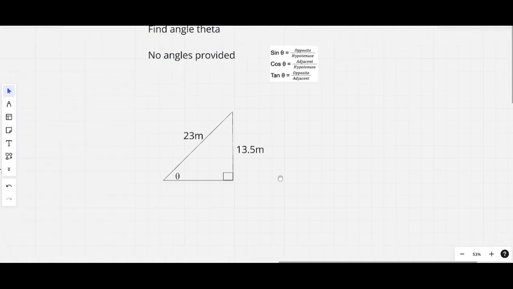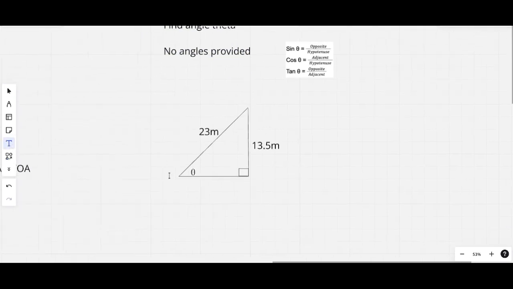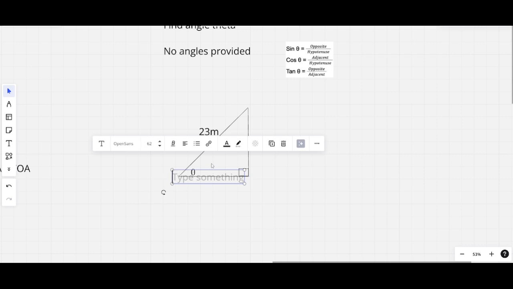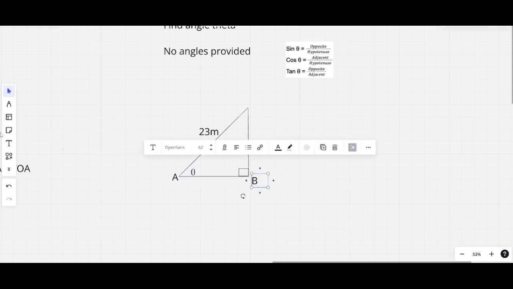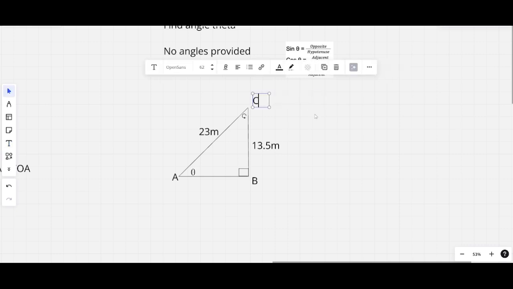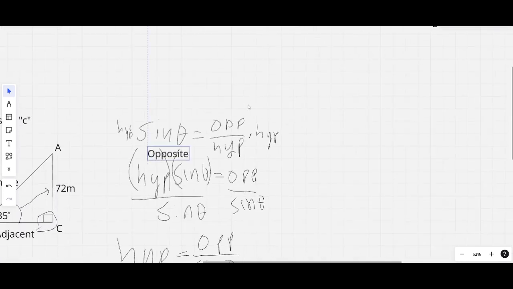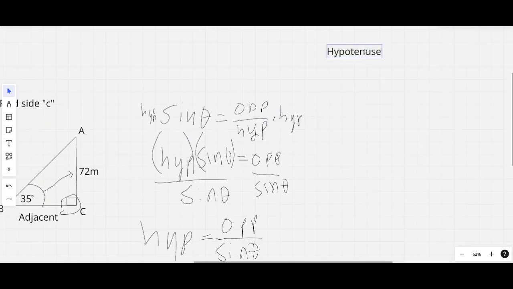Let's label our triangle. So I'll label this as A, B, and C. So if we're trying to look for angle theta or angle A, that means we should label our hypotenuse, opposite, and adjacent. Let's just pull these guys over here.